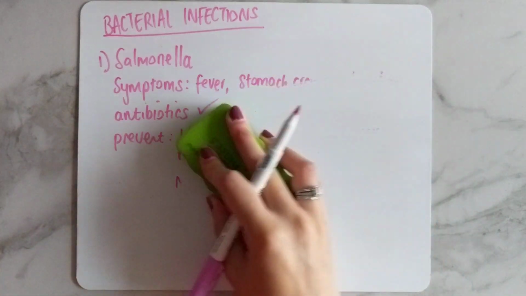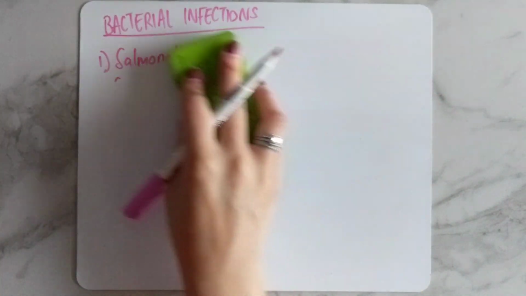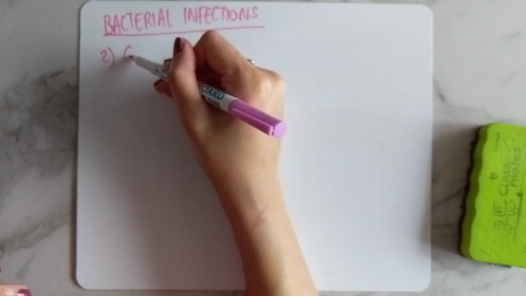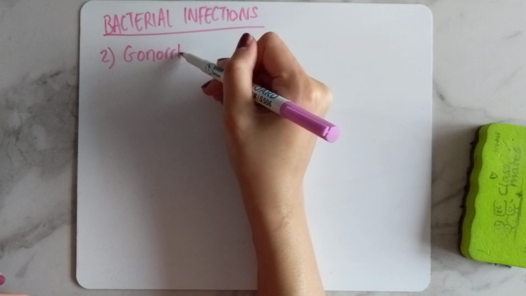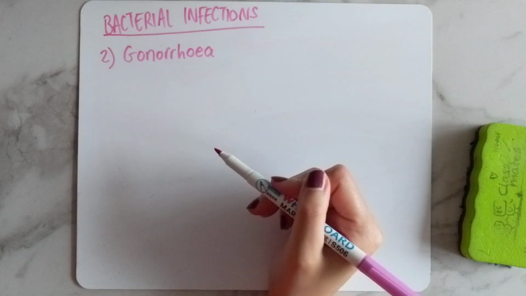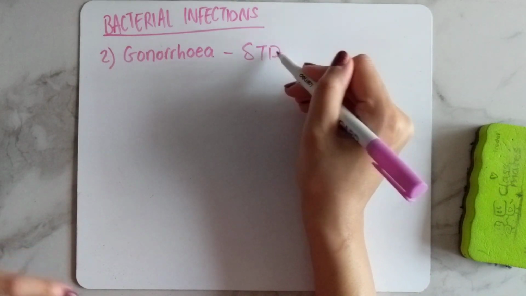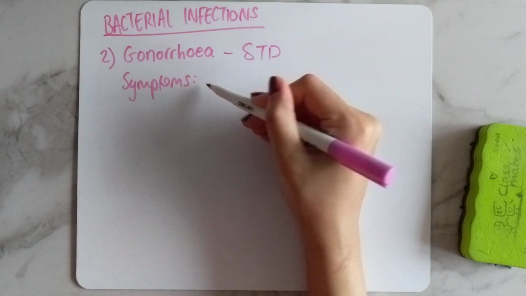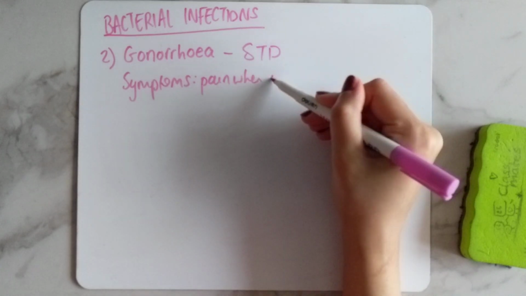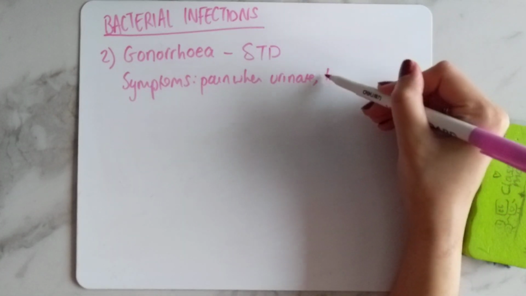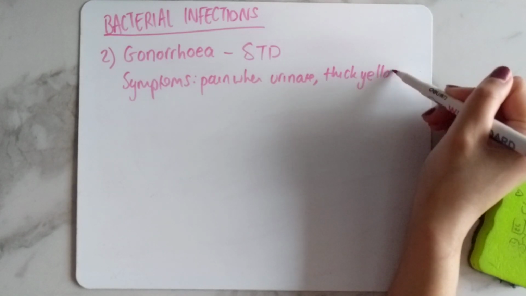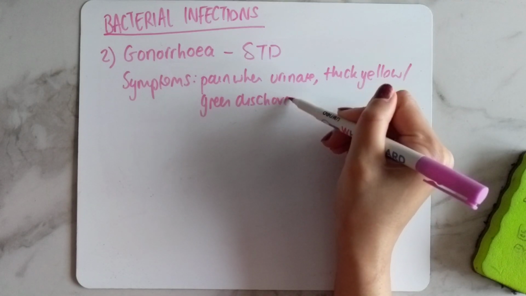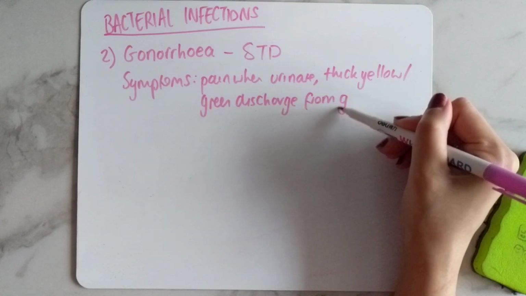The second bacterial infection is gonorrhea. So this is an STD. So 2, gonorrhea. So I'll just put STD, bacterial infection. So the symptoms here then are pain when you urinate, thick yellow or green discharge from genitals.